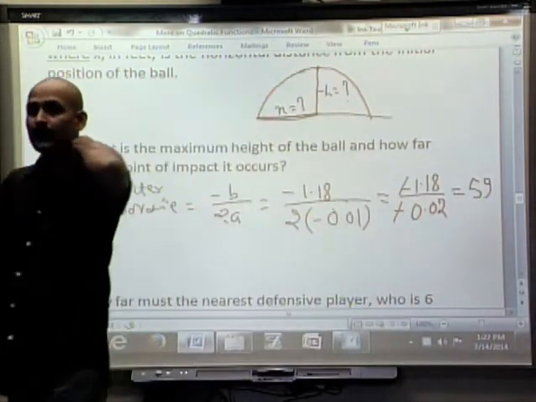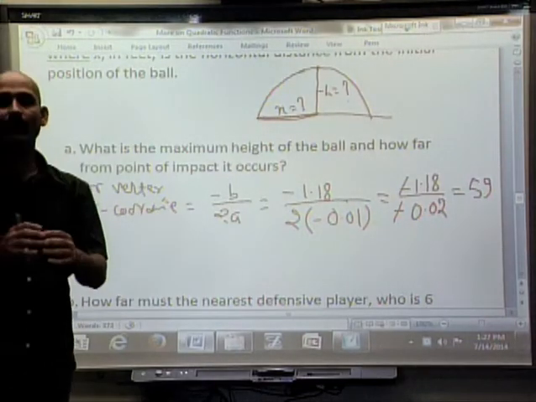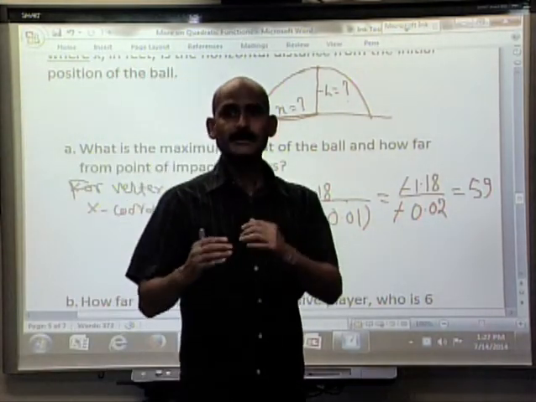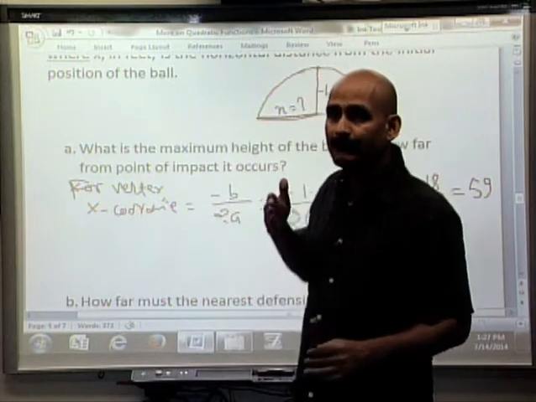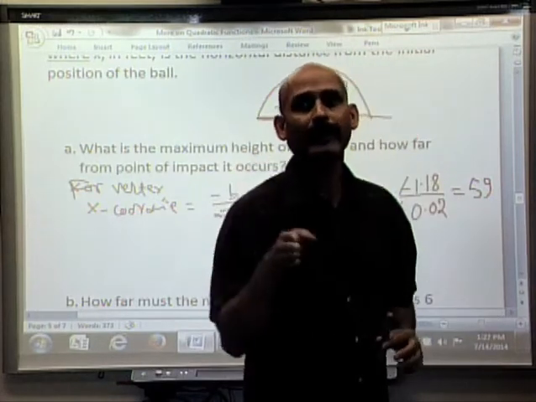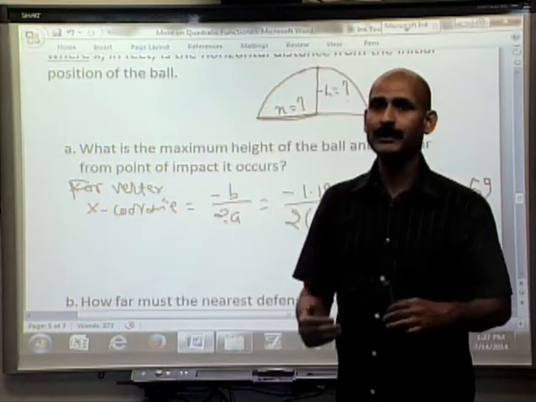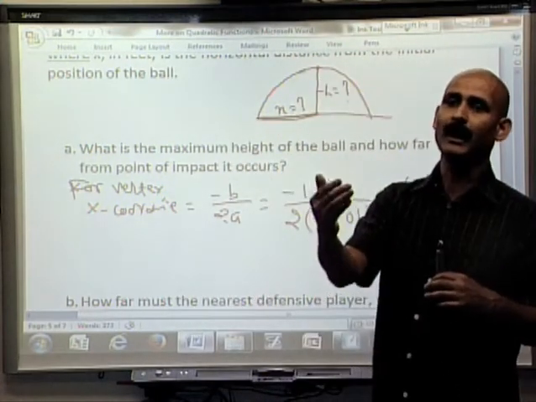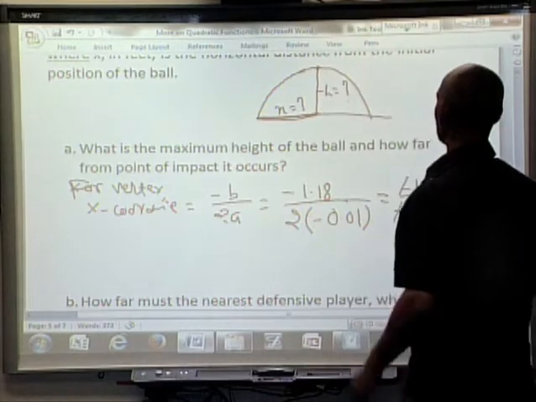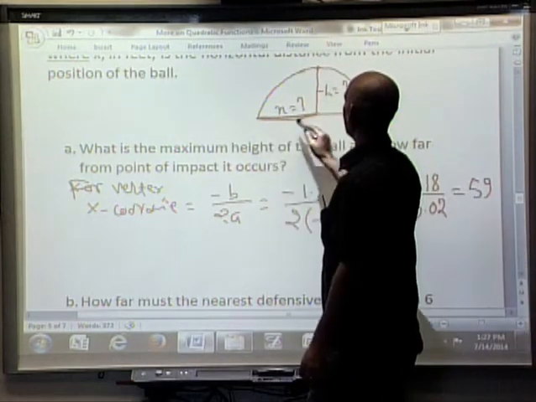So, the ball gets the maximum height 59 feet away horizontally. The horizontal distance of the ball from the point of start is 59 when the ball is at the maximum. So, basically in this picture this is 59.